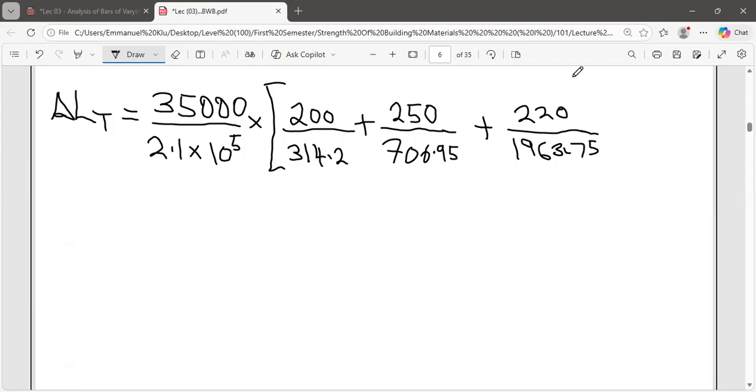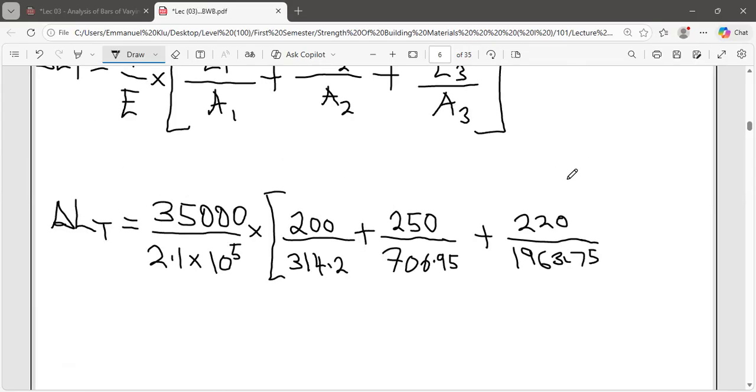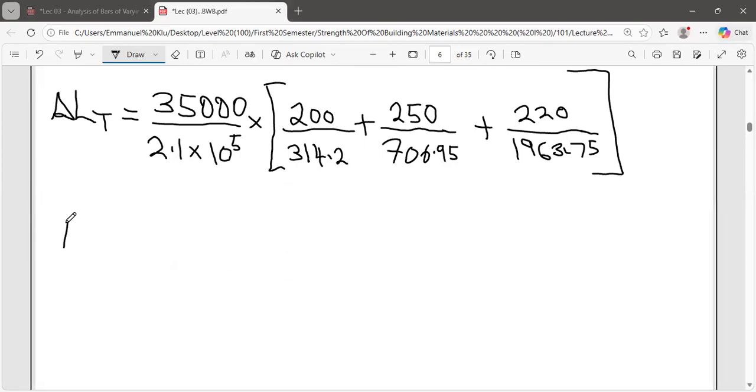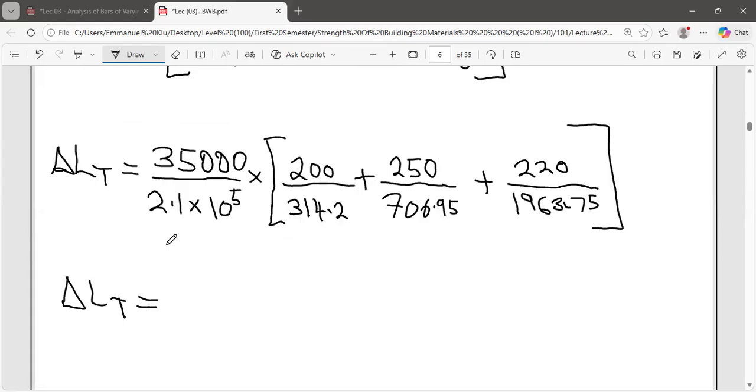Someone should quickly punch this and tell me the answer. If you can punch it very well, you are going to get the answer. But if you are unable to punch it very well, it also becomes a major challenge. Better still, we can all do it together.